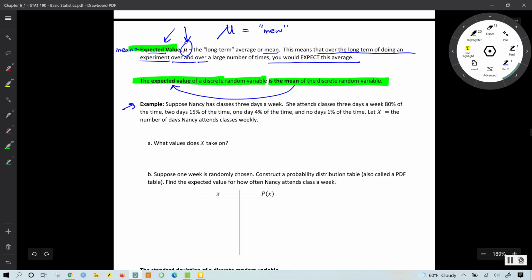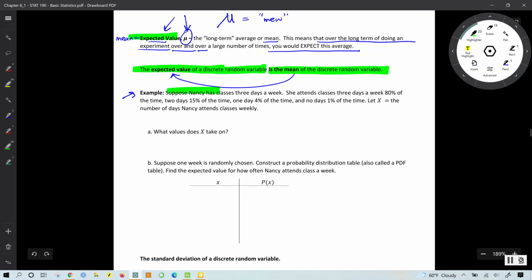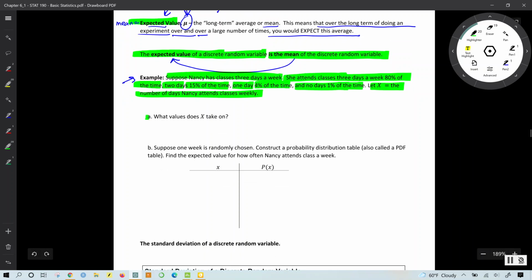Let's take an example. Suppose Nancy attends classes 3 days a week. Yes, we saw this example earlier. She attends classes 3 days a week, 80% of the time, 2 days, 15% of the time, 1 day, 4% of the time, and no days, 1% of the time. We're going to let x be the number of days Nancy attends classes weekly. What values does x take on?